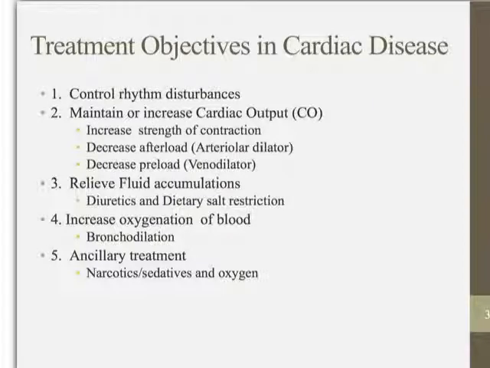So when we're treating cardiac disease, we want to try to control rhythm disturbances that can happen, and we can use drugs to help with that. We also want to make sure that we are maintaining or increasing cardiac output, and we can do this by using drugs like positive ionotropes to help increase the strength of the contraction. We may need to use some vasodilators to help decrease preload, or some arterial dilators to help decrease afterload.